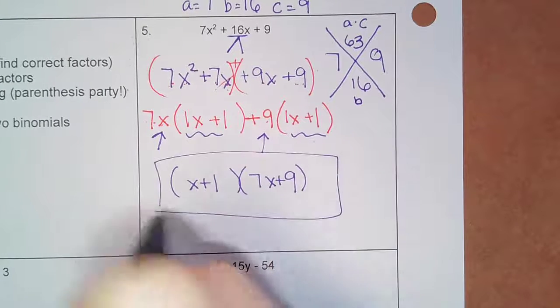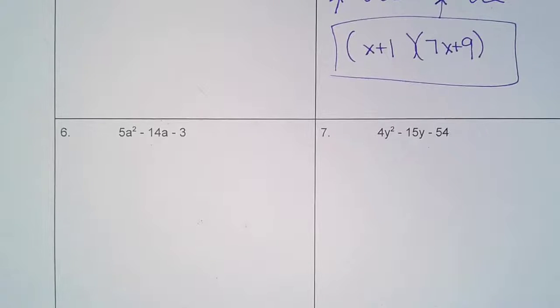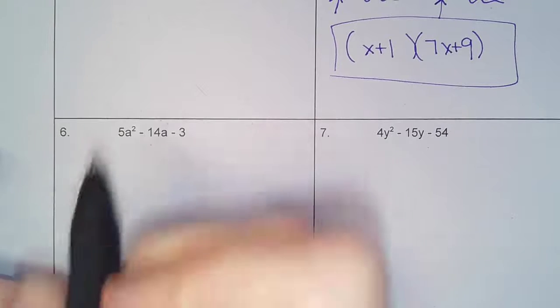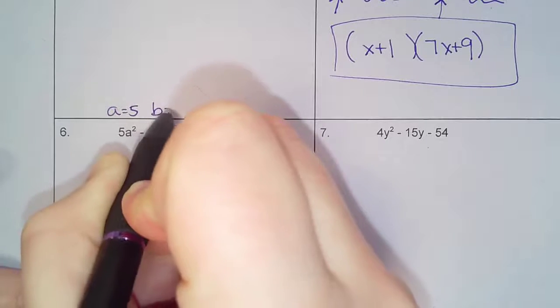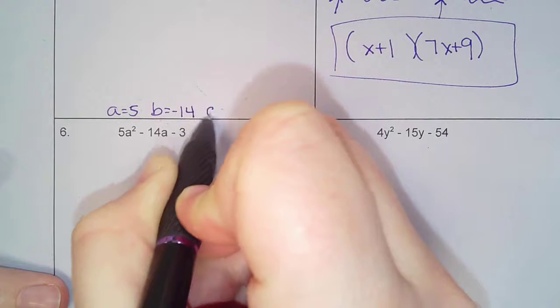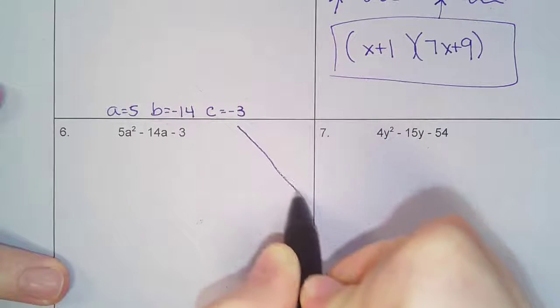Number 6. Two more together here. If you feel confident, I would pause the video and try them on your own, and then play and follow along with me. So A is 5, B is negative 14, C is negative 3. Build your X.